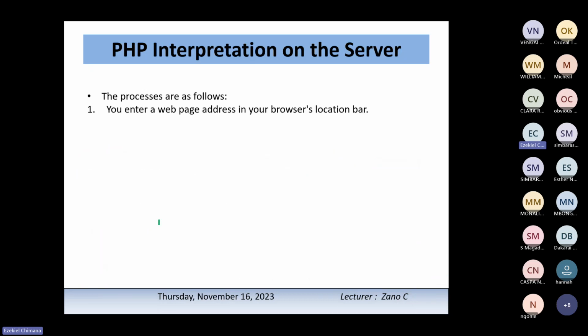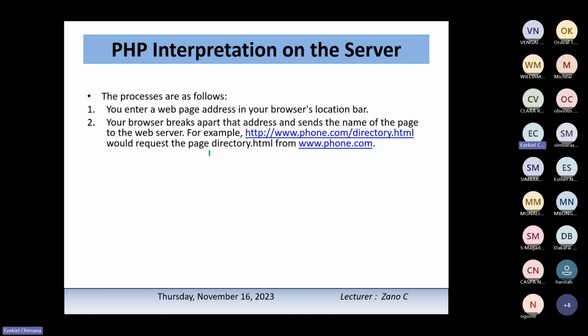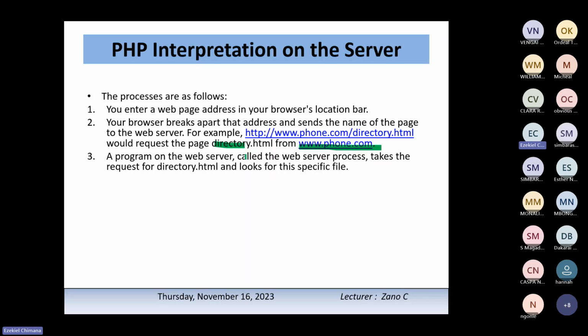The process is as follows. You enter a web page address in your browser's location bar. Your browser breaks apart that address and sends the name of the page to the server. For example, phone.com directory.html, to request the page directory.html from the domain phone.com. A program on the web server called the web server process takes the request for directory.html and looks for this specific file.